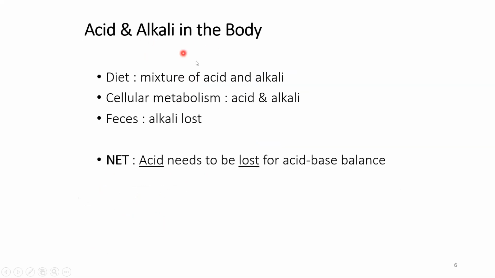Acid and alkali in the body, where does it all come from? Diet is basically a mixture of acid and alkali. Whatever you have in terms of food provides acid and also provides alkali. Cellular metabolism also yields acid and alkali. And feces is basically the route via which you excrete almost all of the alkali that is either acquired by the diet or produced in metabolism.